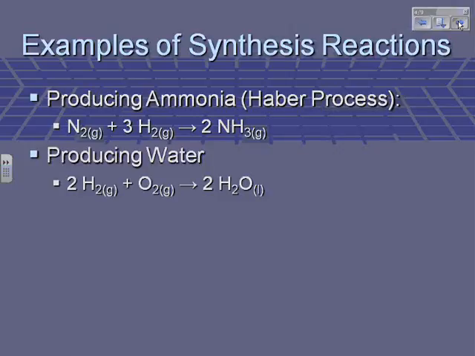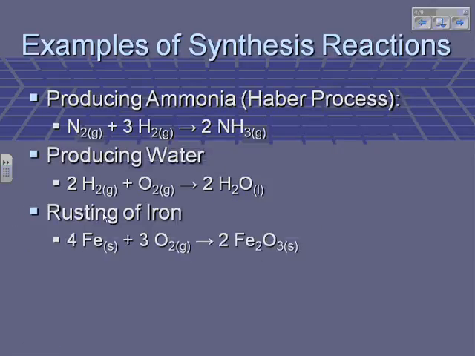Here's one we've talked about a bunch of times, right? Producing water from hydrogen and oxygen gas. I think we've balanced this equation like 3 times now when you look at what we did in class and also the practice stuff that I gave you. But still, element plus element giving us a compound. Rust. Rust is a synthesis reaction. We're taking iron, combining it with oxygen gas, and producing Fe2O3, iron oxide.